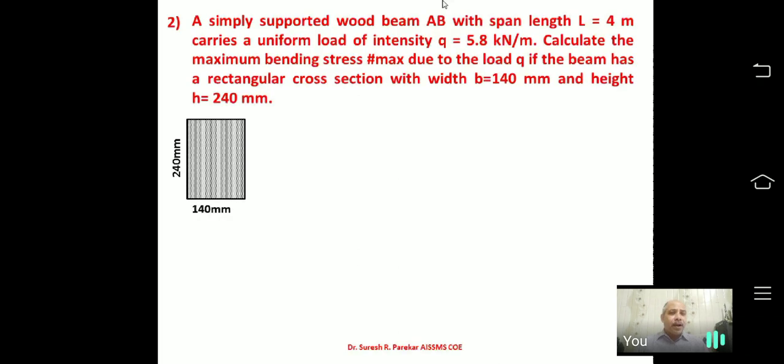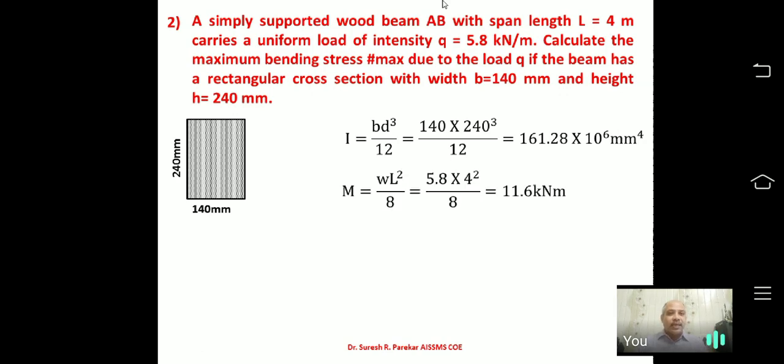When a simple loading is given, a simply supported beam with UDL, we do not need to draw SFD and BMD. We know for simply supported with UDL the bending moment is WL square by 8, and I can use it directly. Now first I, in the same fashion, BD cube by 12, 140 into 240 cube by 12. So we will get this value as 161.28 into 10 raised to 6 millimeter to the power 4.